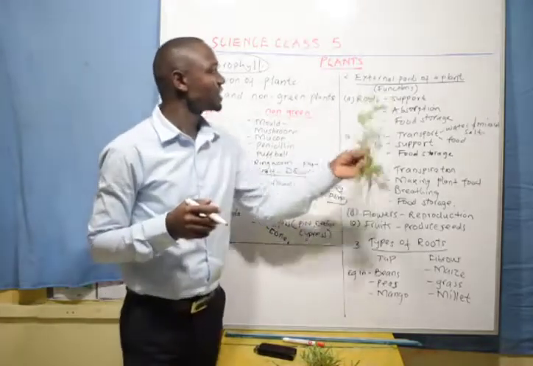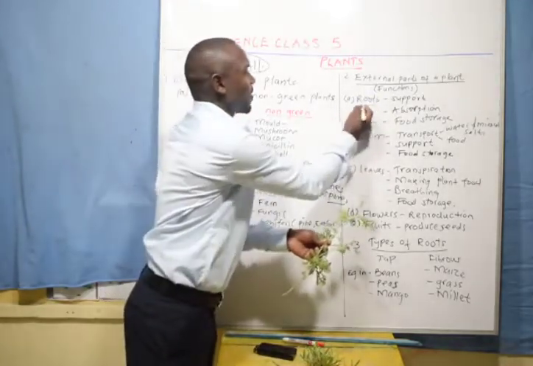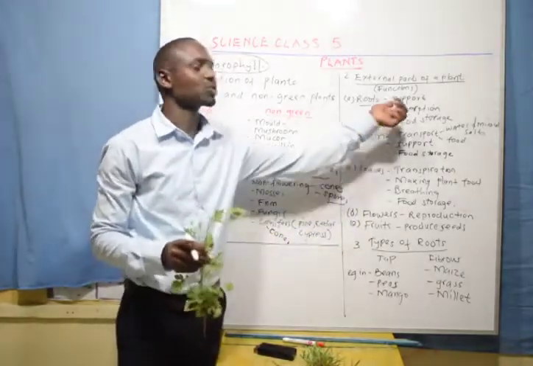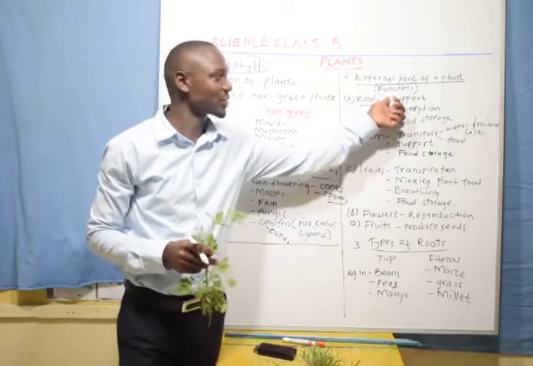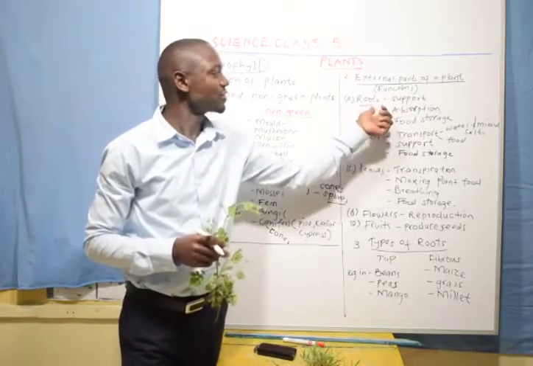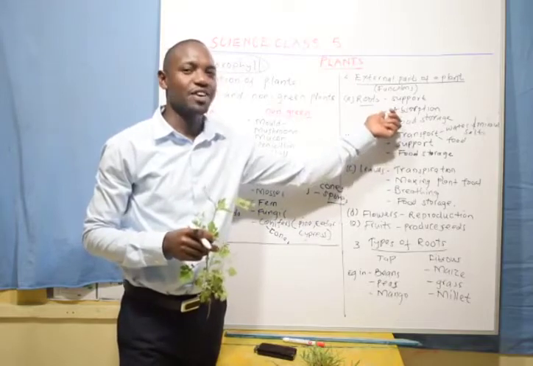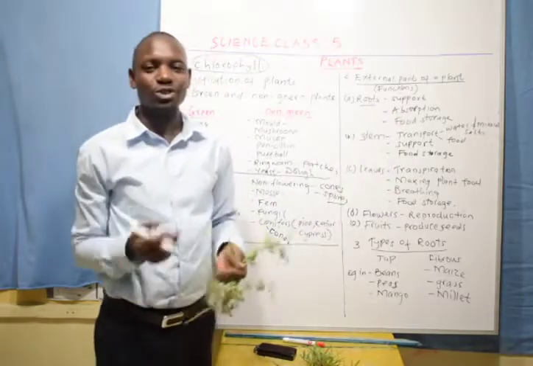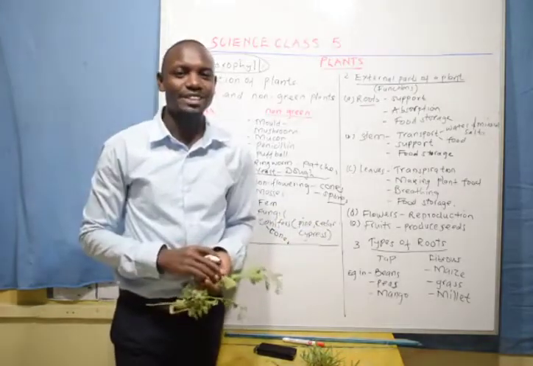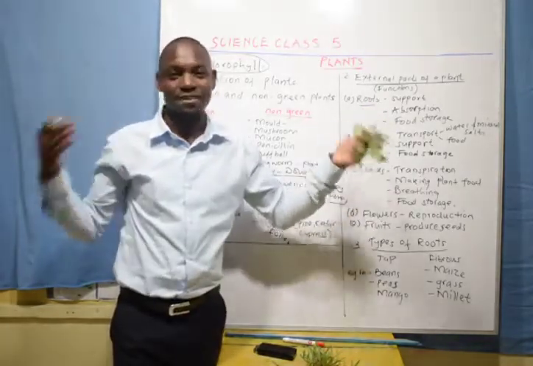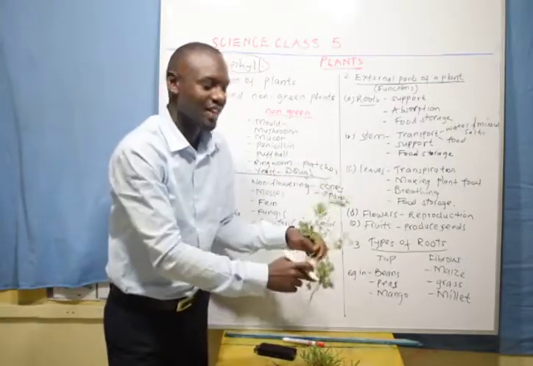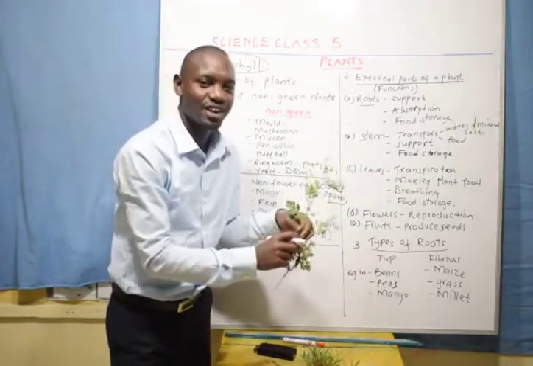When we look at the functions, we start with the function of the roots. Roots perform the main function, that is to support the plant firmly in the soil. Without the roots, the plant will not be firm. Another function of the root is absorption. The roots absorb water and the mineral salts from the soil. That is why when we are watering our plants in the farm, we don't water from the leaves, but we water at the base where there are the roots.